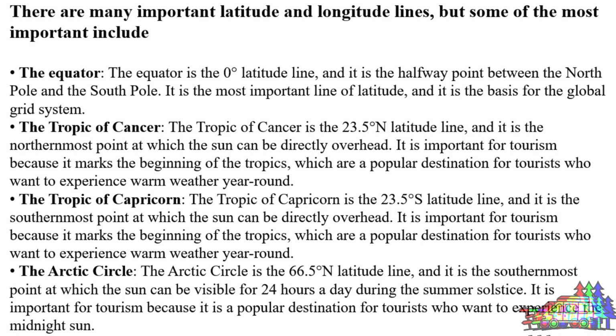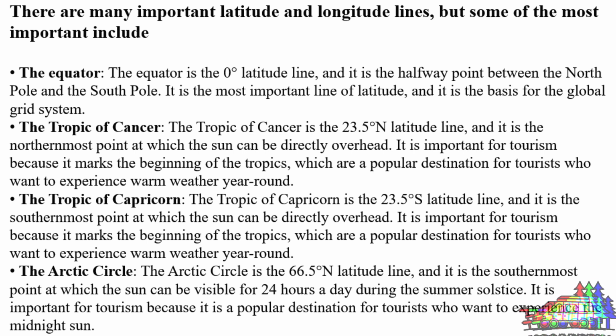The Tropic of Capricorn. The Tropic of Capricorn is the 23.5 degrees south latitude line, and it is the southernmost point at which the sun can be directly overhead. It is important for tourism because it marks the beginning of the tropics, which are a popular destination for tourists who want to experience warm weather year-round.